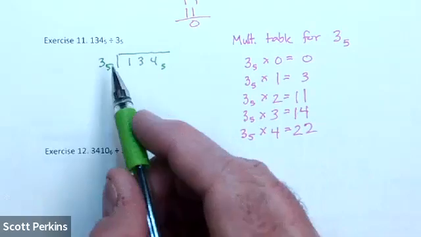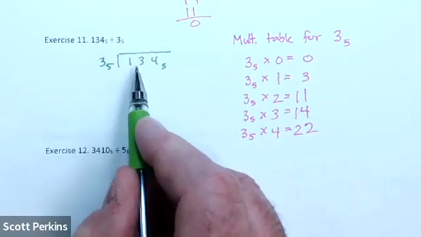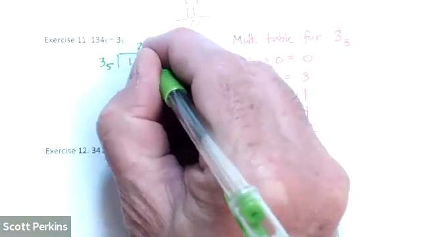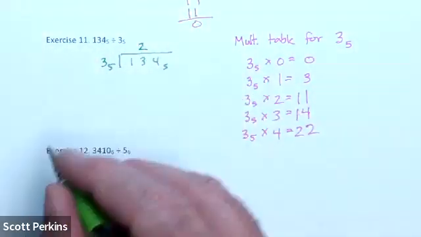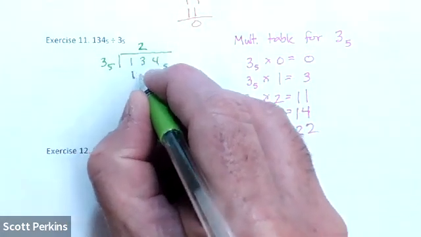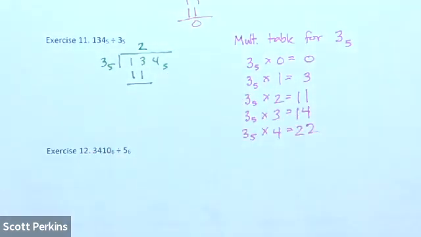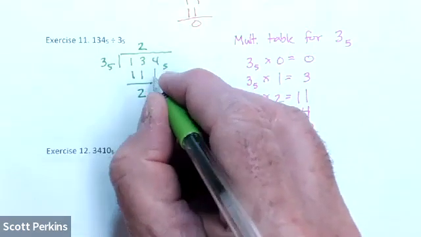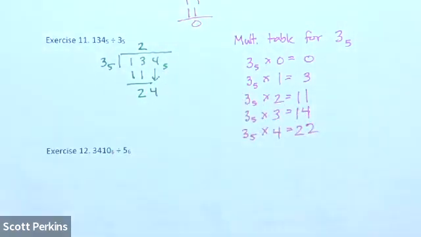All right, so the closest I can get to 1, 3, or 13 is 3 times 2 is 11. So I'm going to put a 2 here. So 2 times 3 is 6, represented in base 5. That's 11. I'm subtracting base 5. 3 minus 1 is 2. I'm going to bring down the 4, and we're going to go through the whole thing again.